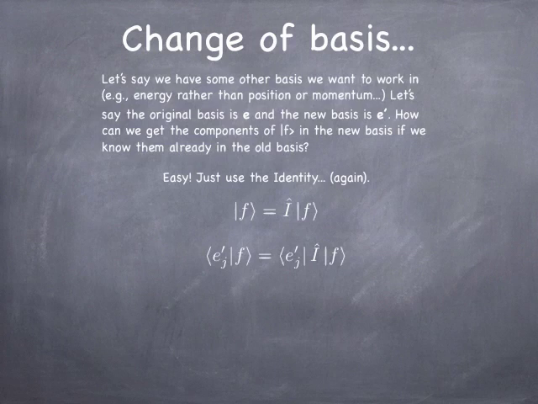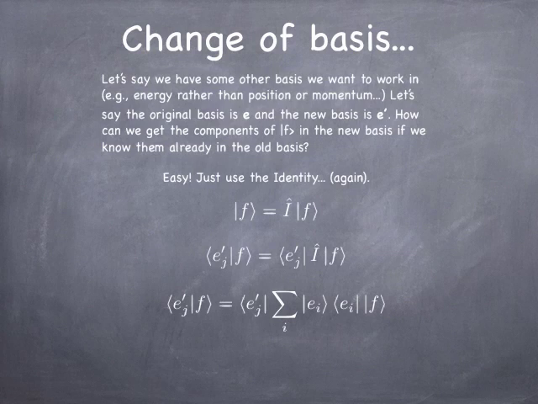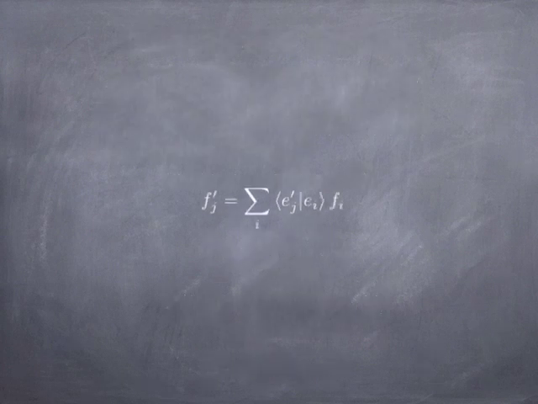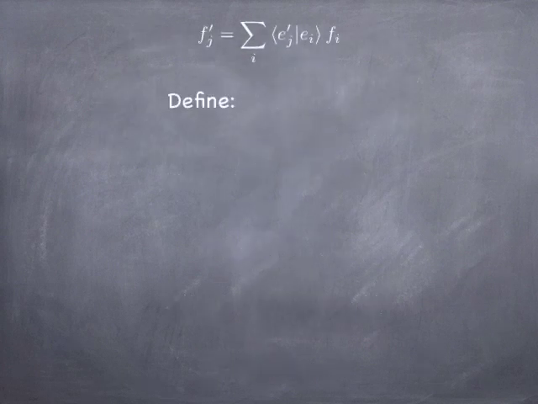In other words, if we want to know the j prime component of F, we take the j prime component of I acting on F. But I, remember, is the sum over the e sub i basis. And so we can write that the j prime component of F is the sum of these inner products between the basis vectors in the prime set and the unprimed basis vectors multiplied by the component of the vector F. So let's see what that turns out to be.